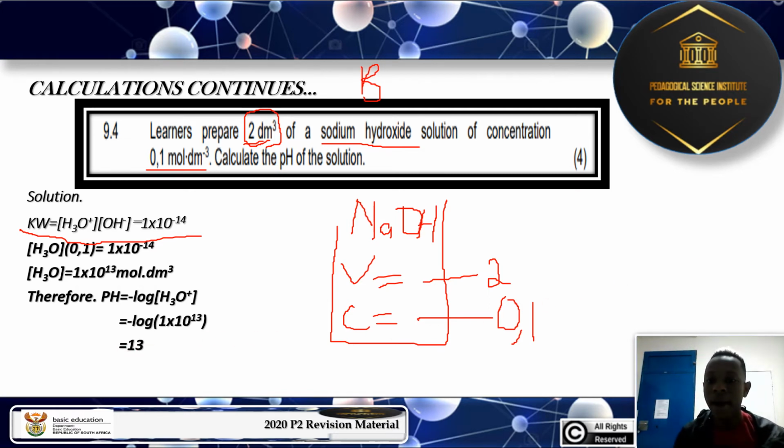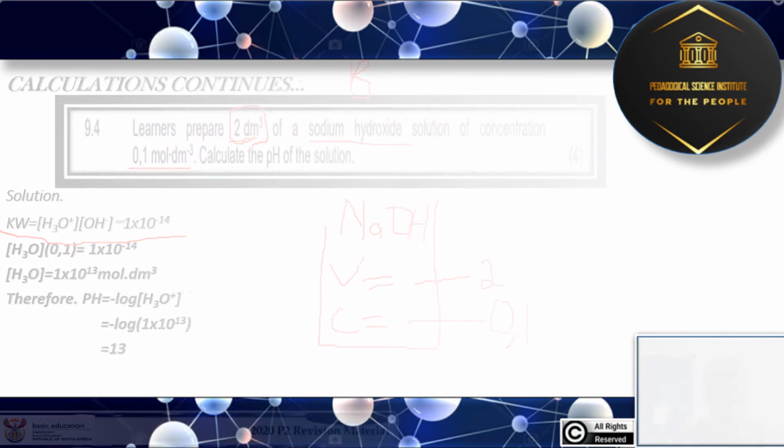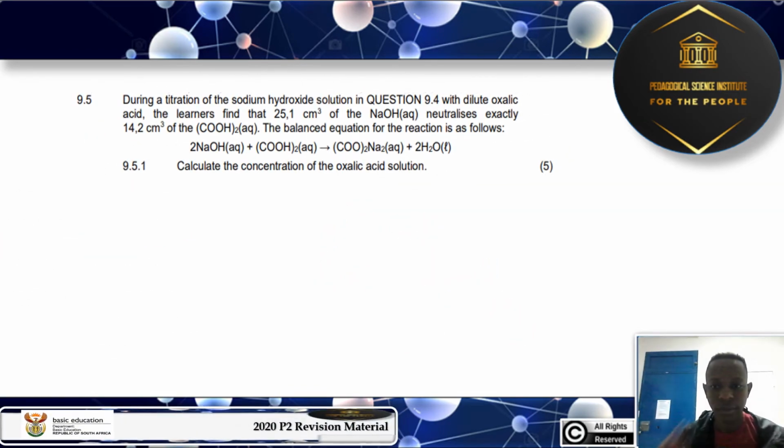Let's do our number 2. All right, now we are doing our number 2. Our number 2 is simpler than number 1, although it has a lot of information, but it's simple. There is no need to panic. You are here at PSI.